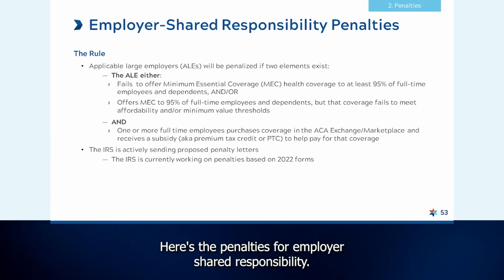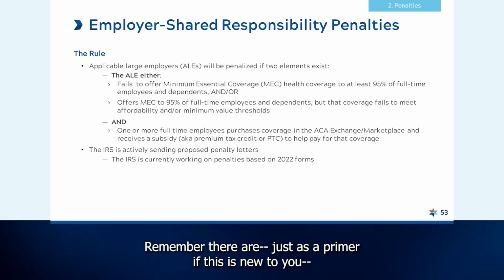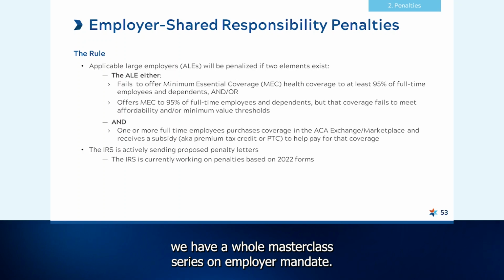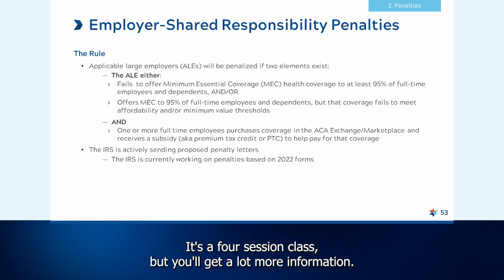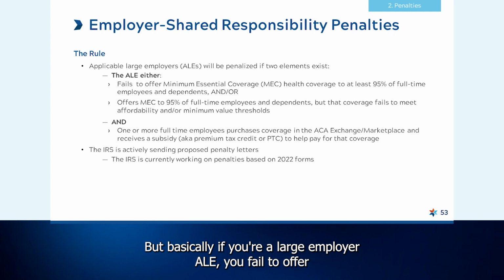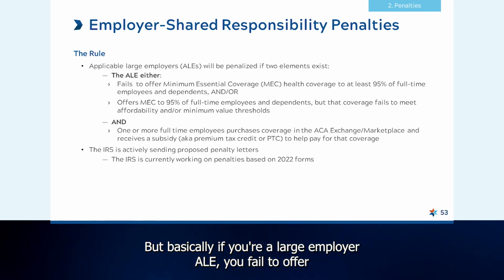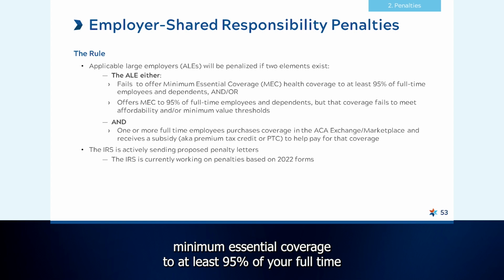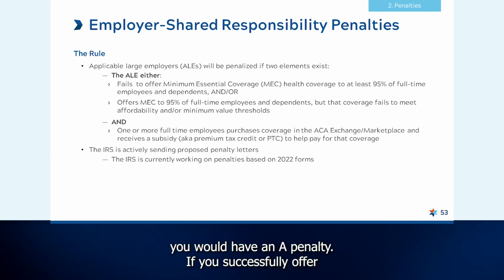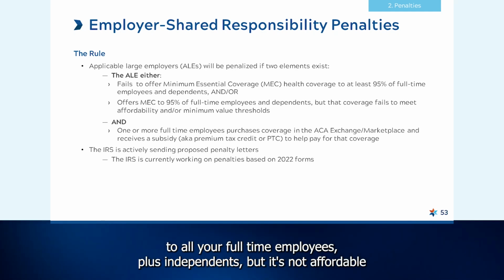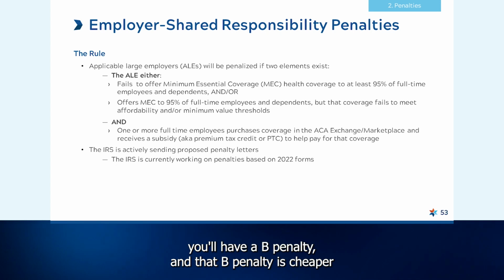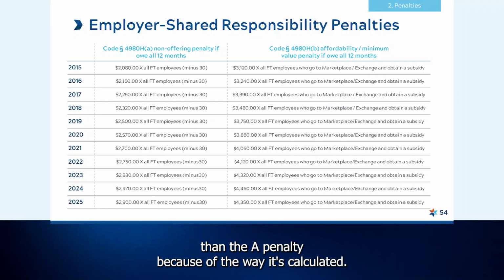Here's the penalties for employer shared responsibility. Remember, just as a primer, if this is new to you, we have a whole masterclass series on employer mandate. It's a four session class, but you'll get a lot more information. But basically, if you're a large employer or ALE, you fail to offer minimum essential coverage to at least 95% of your full-time employees and dependents, you would have an A penalty. If you successfully offer to all your full-time employees plus their dependents, but it's not affordable or doesn't meet minimum value, you'll have a B penalty. And that B penalty is cheaper than the A penalty because of the way it's calculated.